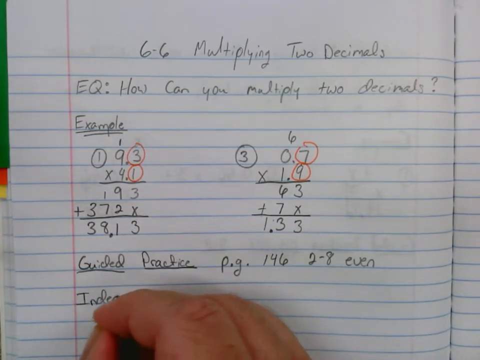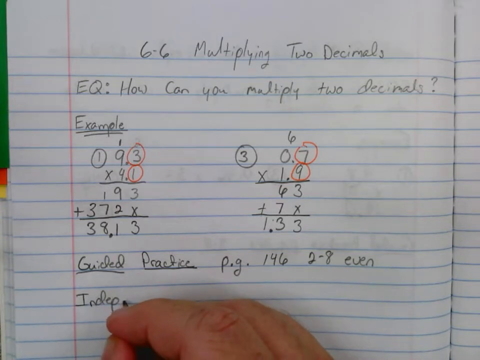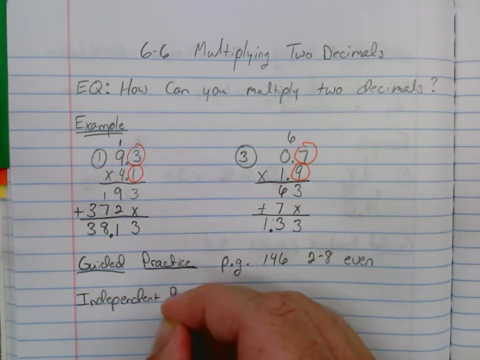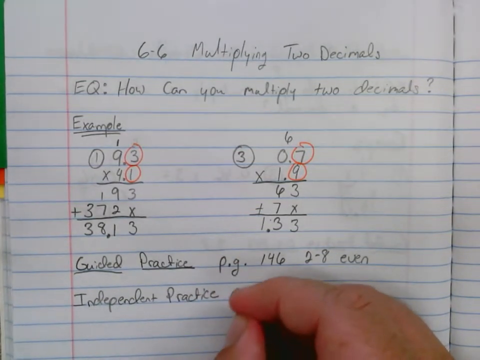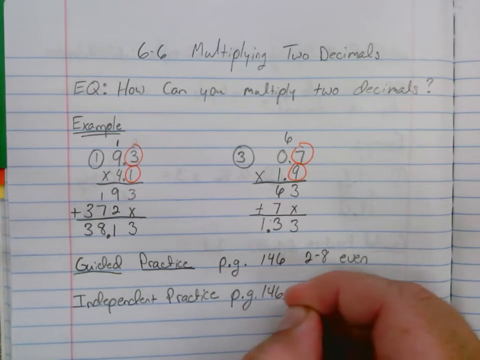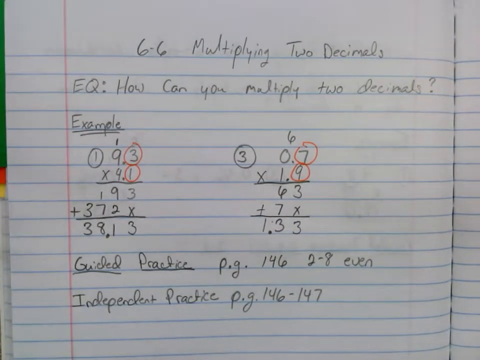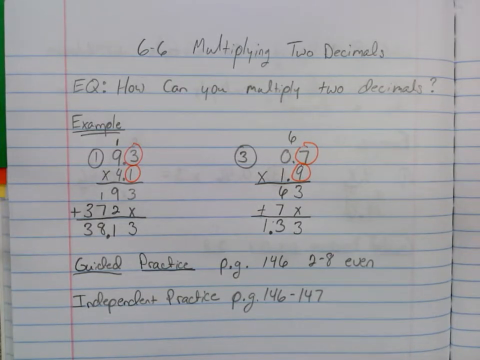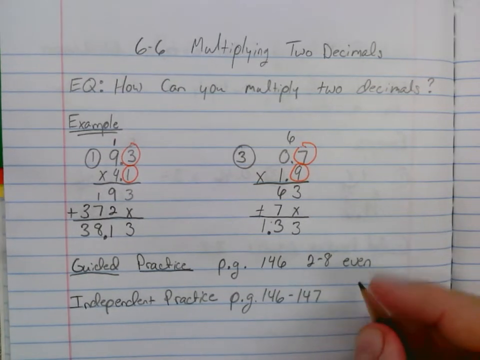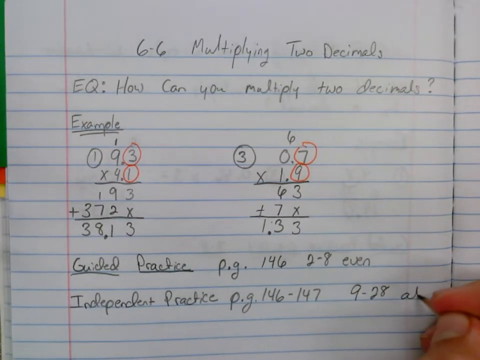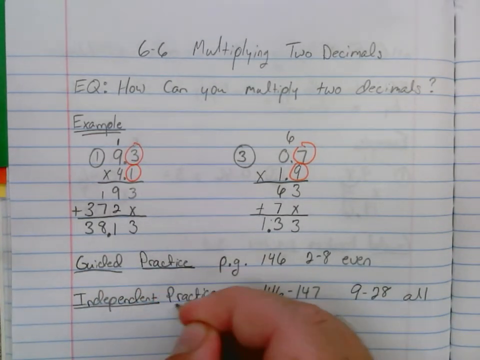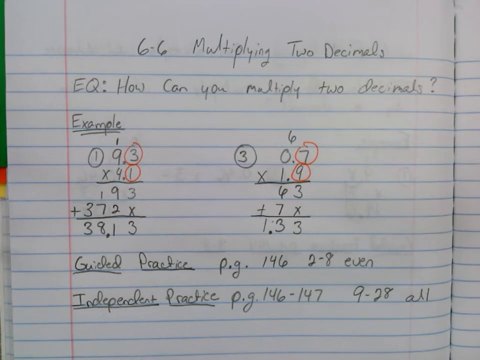Independent practice for today is going to be on pages 146 and 147, and we're going to do 9 through 28, all of them. Now remember, we don't start independent practice before Miss Russell or I check your work.